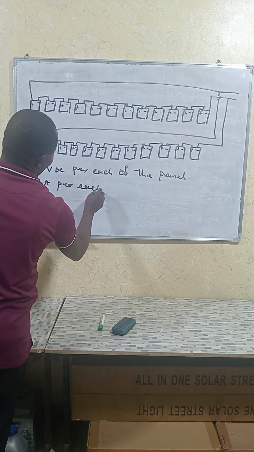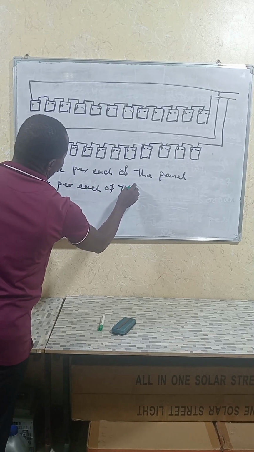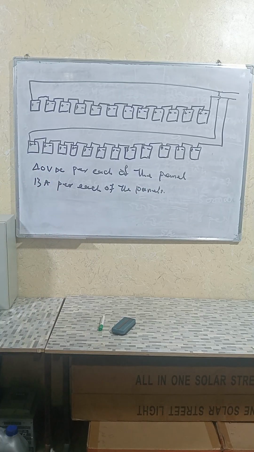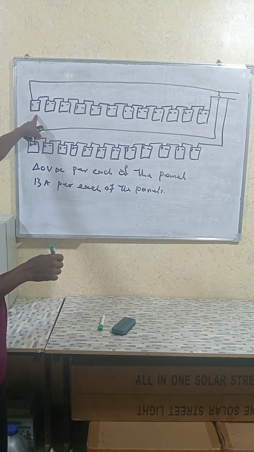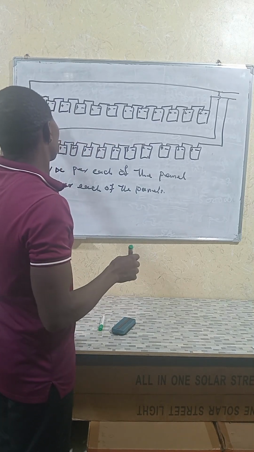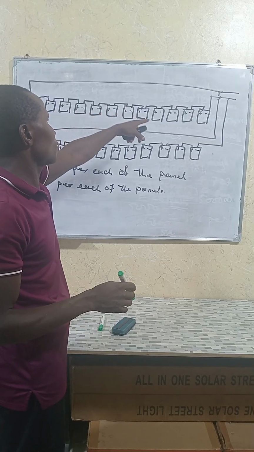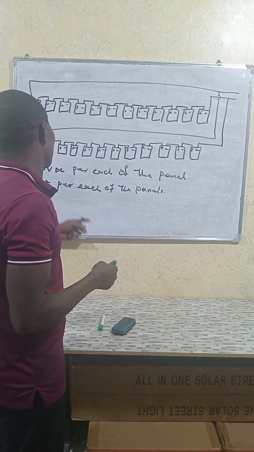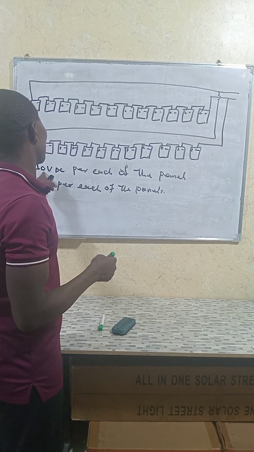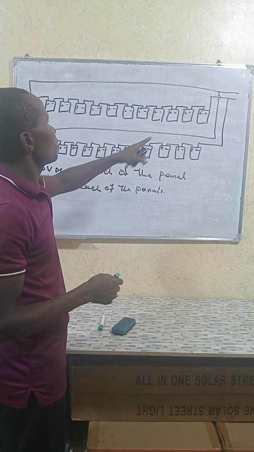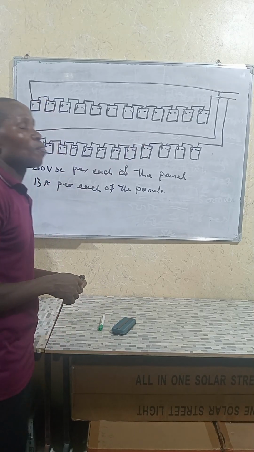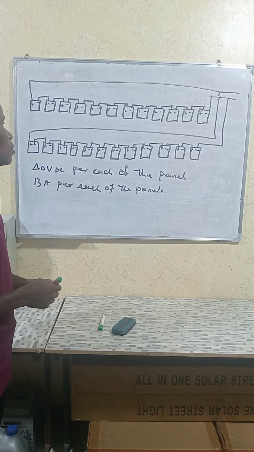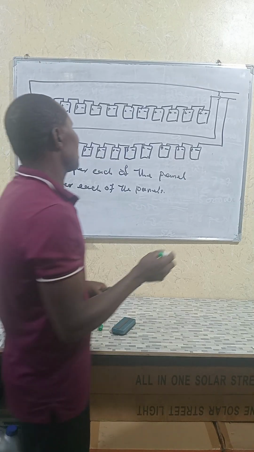Per each of the panels. Now, we connect these 12 pieces of panels in series. In this series connection, when you connect in series, the voltage increases. So multiply this voltage by 12, it gives you 480 volts. We multiply this one too by 12, it gives you 480 volts.